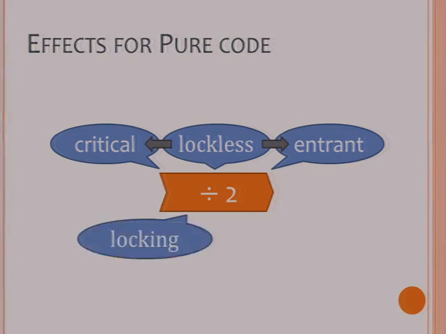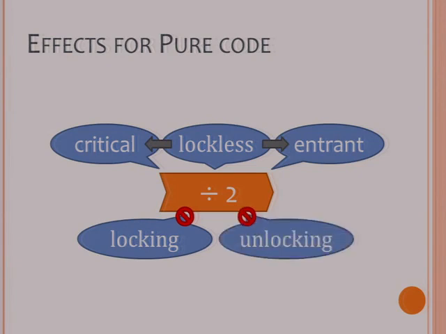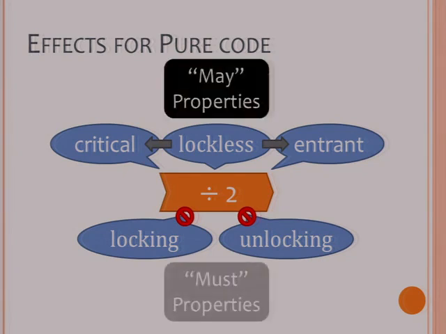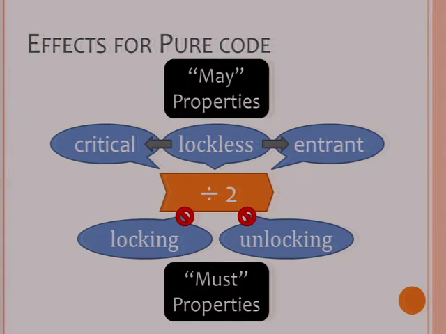But what about the locking effect? Remember that the locking effect is used to ensure that we're inside a critical region. And so we need locking computations to actually acquire a lock, which this computation does not do. So we can't give this pure code the locking effect. And similarly, we can't give it the unlocking effect. And so we divided our effects into these two groups. The top group basically describes may properties, things that might happen. And so in particular, pure code can be assigned to it. Whereas the bottom group are must properties. And so since this pure code doesn't do anything, it doesn't satisfy these must properties.